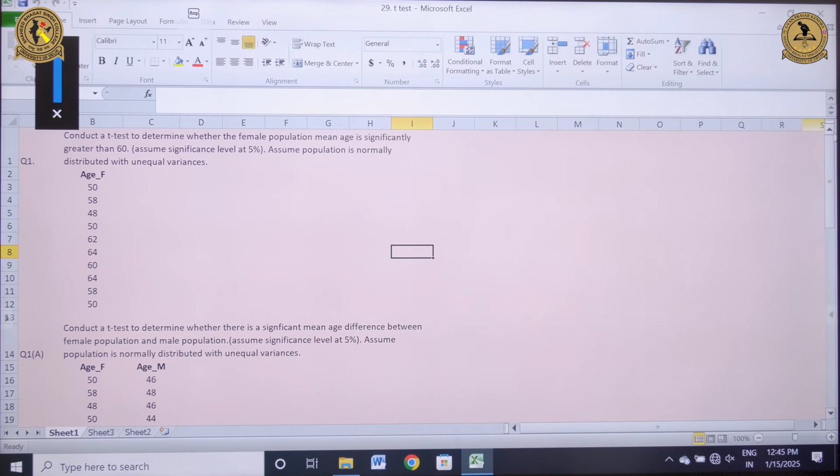Myself Dr. Rishabh Gupta, and in today's session we will be understanding how we can conduct a t-test in MS Excel. So let's begin.